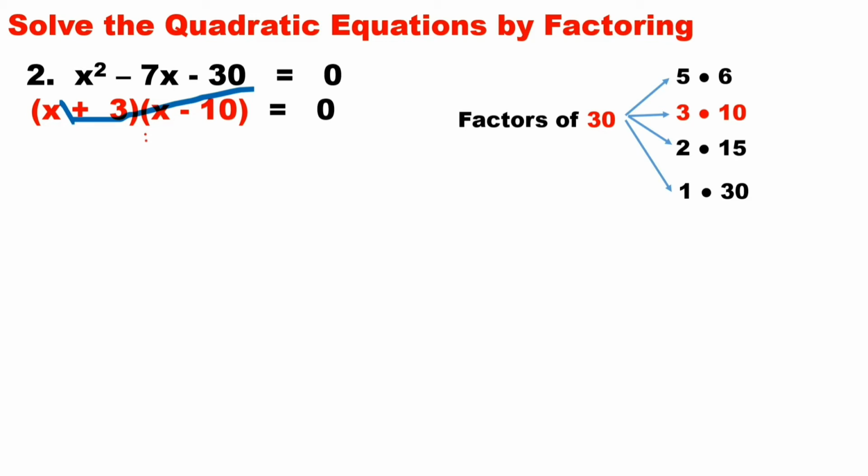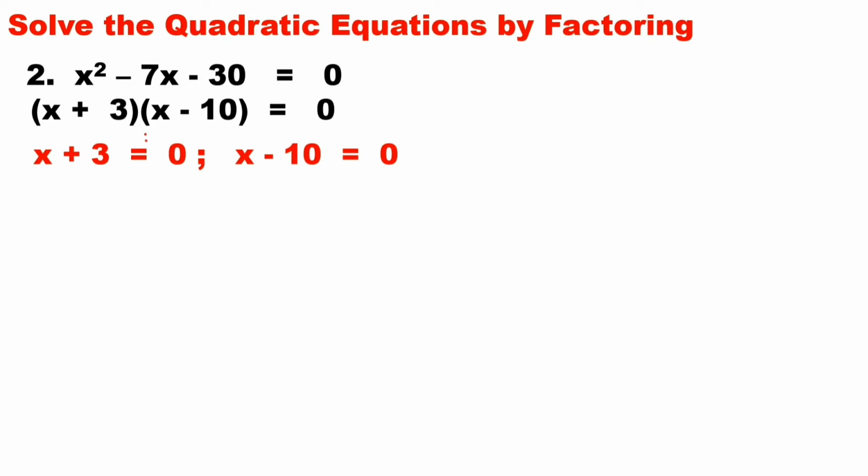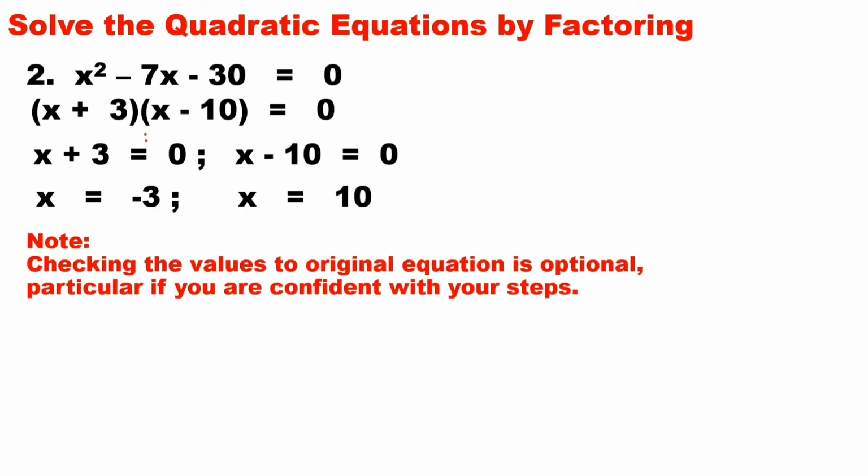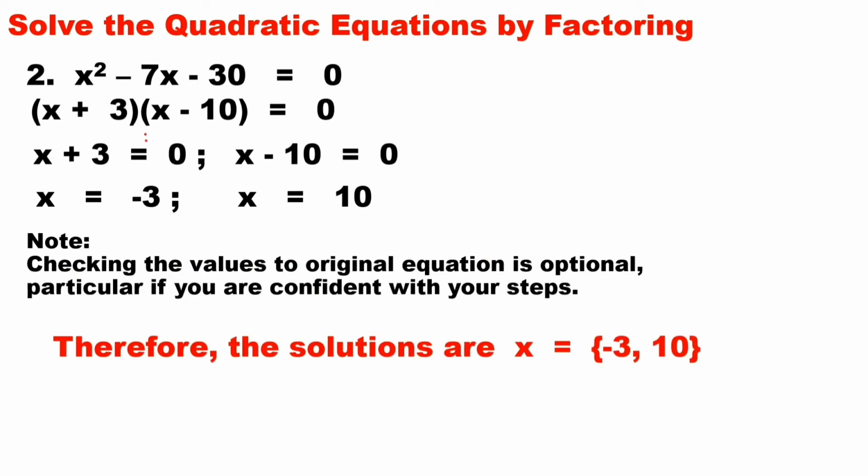Applying the zero product property, we have x plus 3 equals 0 and x minus 10 equals 0. Solving them separately, positive 3 transposed to the right will become negative 3, and negative 10 transposed to the right will become positive 10. Again, checking the values to the original equation is optional, particularly if you are confident with your above steps. Therefore, the solutions for the quadratic equations are x equals negative 3 and positive 10.